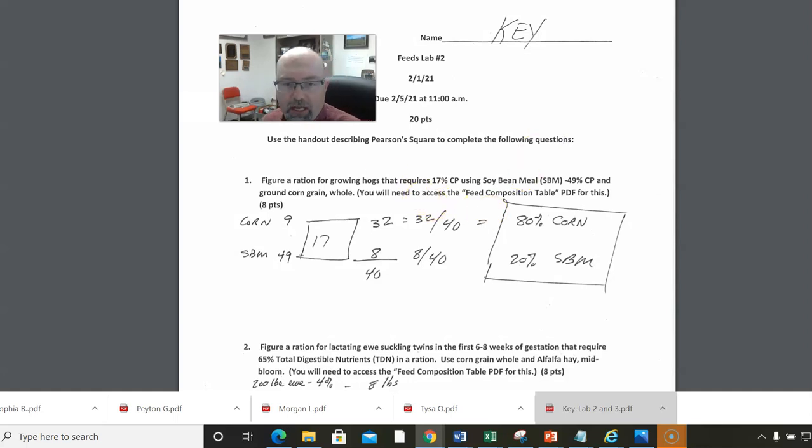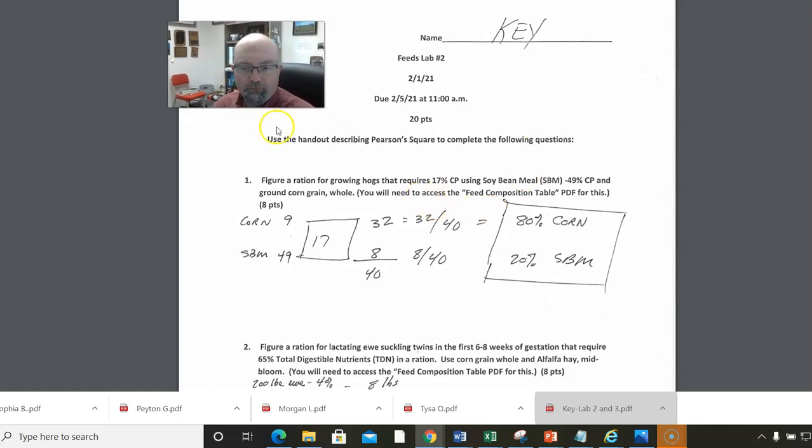So number one here on Lab 2 is pretty straightforward. It's just a simple 2-ingredient classic Pearson square using corn and soybean meal. We need 17% in the ration, so 17 goes right here in the middle. Our soybean meal is 49, our corn is 9.